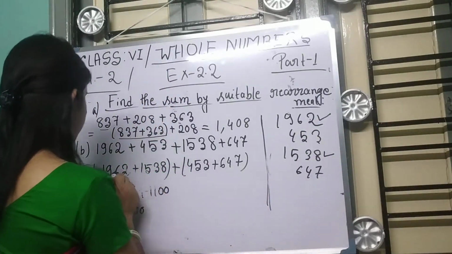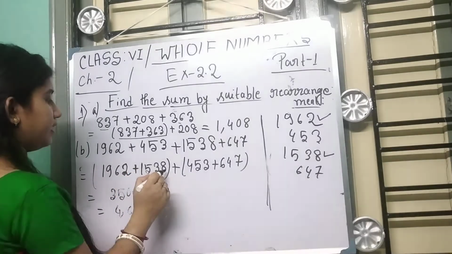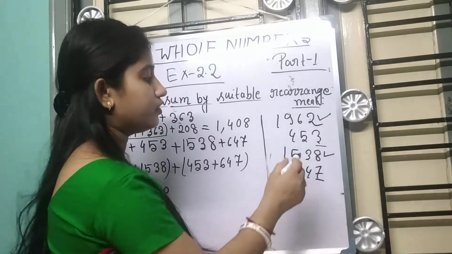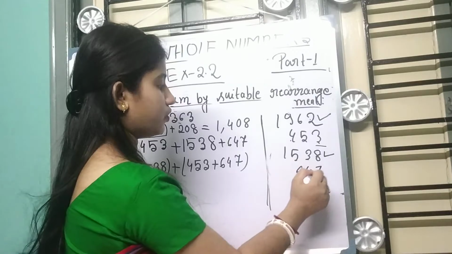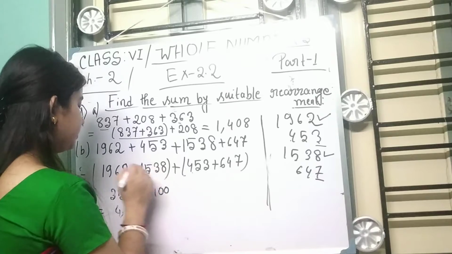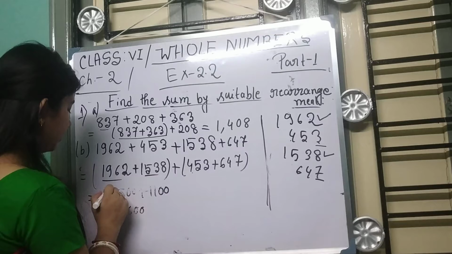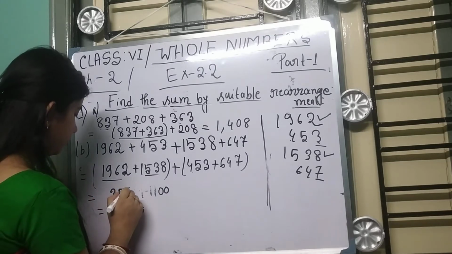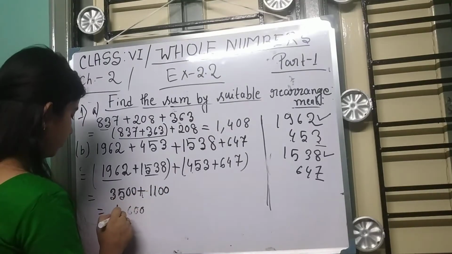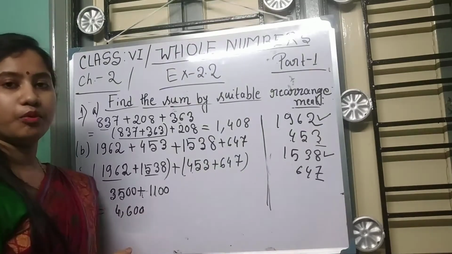That means 1962 plus 1538. And next we add 3 plus 7, 10. So we add 453 plus 647, and we write this in the bracket, in the first bracket. Now adding these numbers we get 3500, and there is 1100. So we get 4600. This is the answer of 1b.